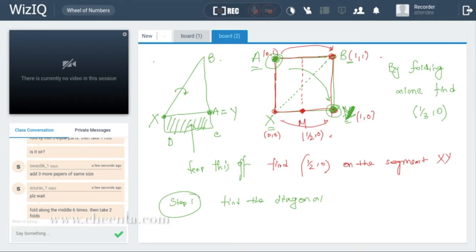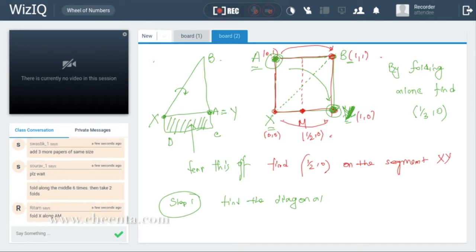Okay, I'll again probably tell you. Excellent, excellent. Indeed, fold along AM. Fold along AM, all right. So you have this intersection point of the creases. Okay. So let's call this point N. Now what?